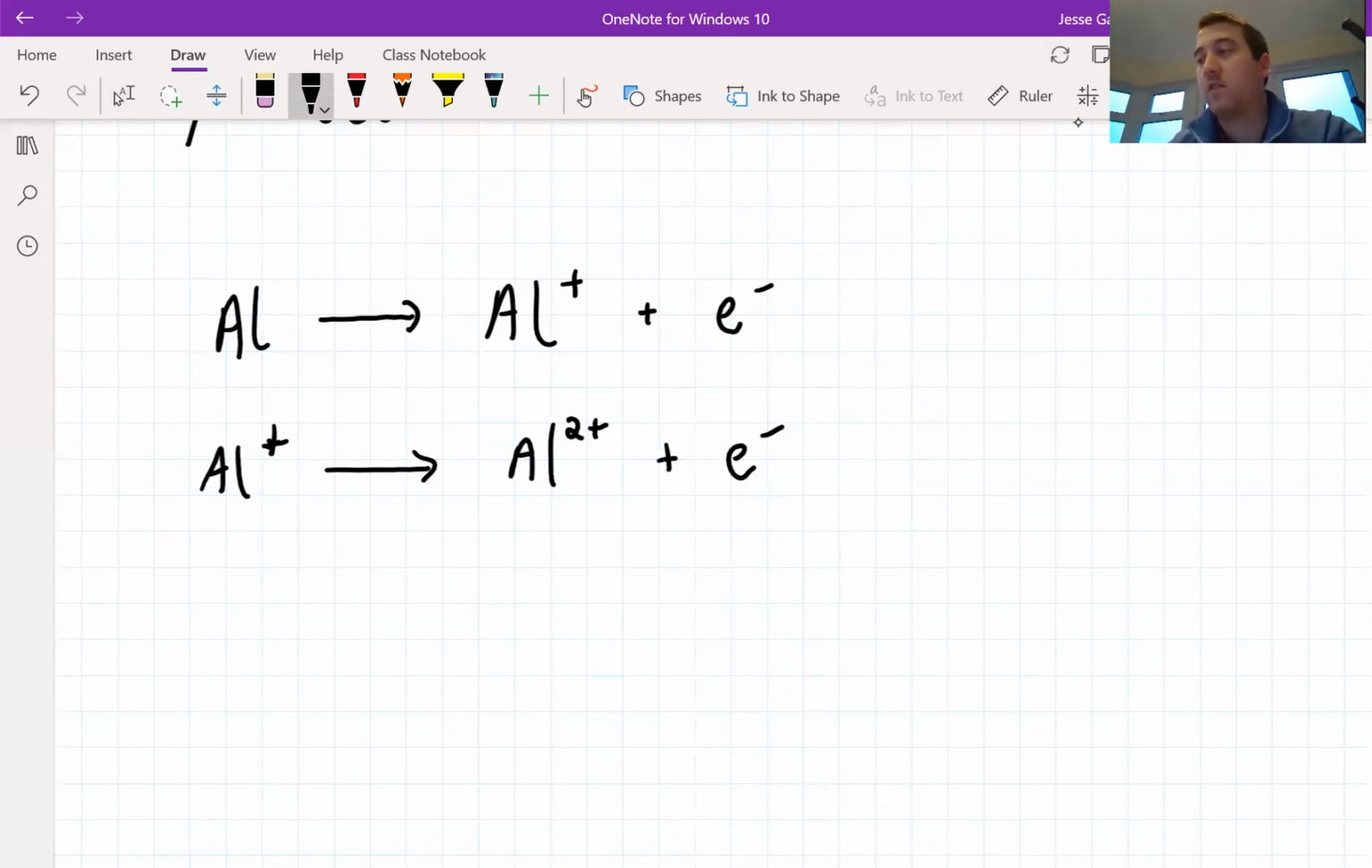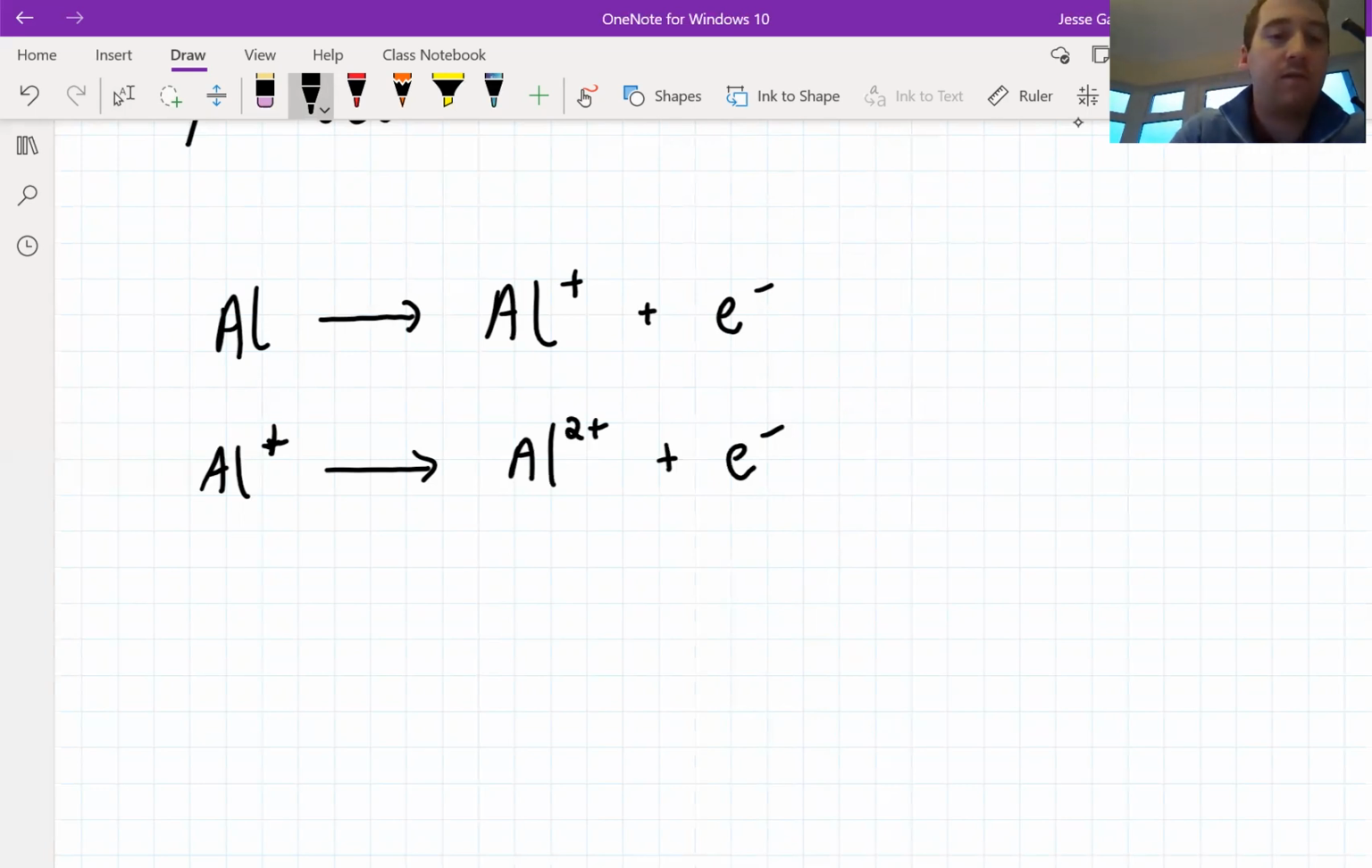That would be correct. Right, what I want you to do is pause the video and write the second ionization of cesium. So you're going to need to go to your periodic table, find the symbol for cesium, and write the second ionization equation for that, please. Do that now, please.